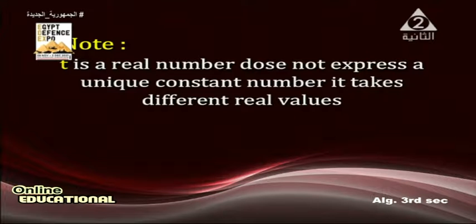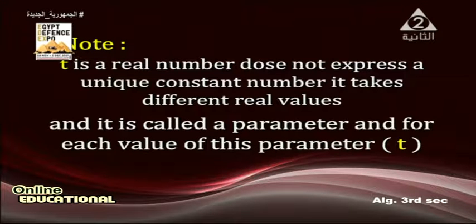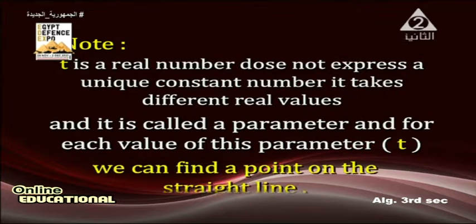t is a real number that doesn't express a unique constant number. It takes different real values and is called the parameter, and for each value of this parameter t, we can find a point on the straight line.